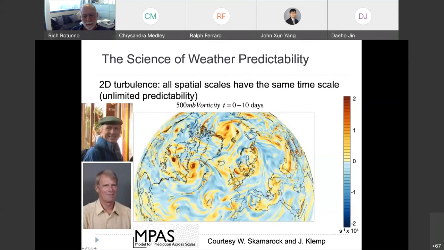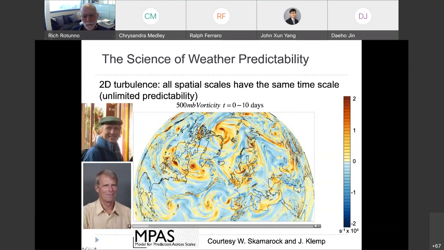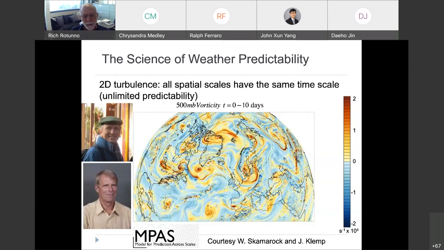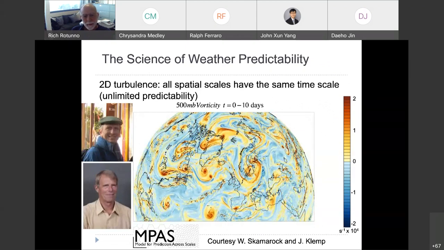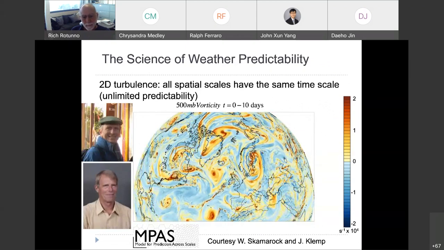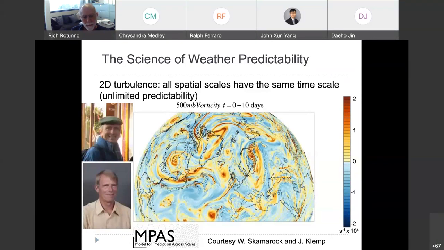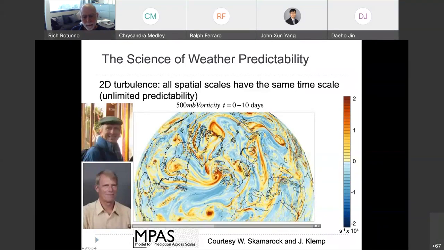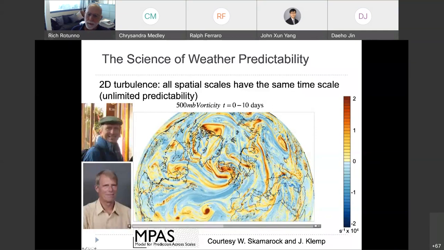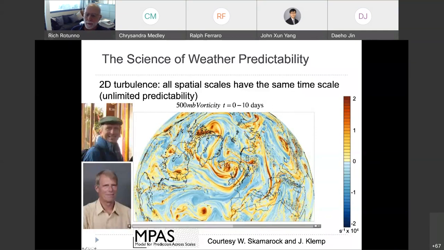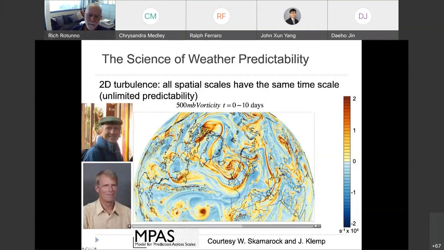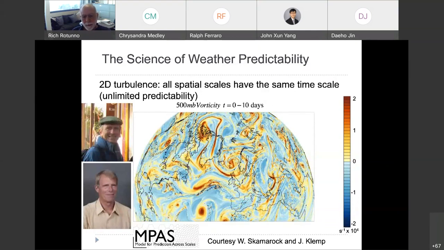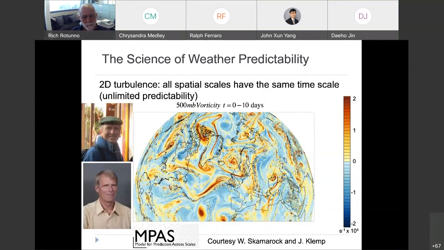On the other hand, if you look at motion on the globe, which is quasi two-dimensional, say the vorticity at 500 millibars, then you see a slow, molasses-like deformation of the vorticity field. And in this case, all scales are developing in concert together. You can at least see the visual difference between this and the three-dimensional film.